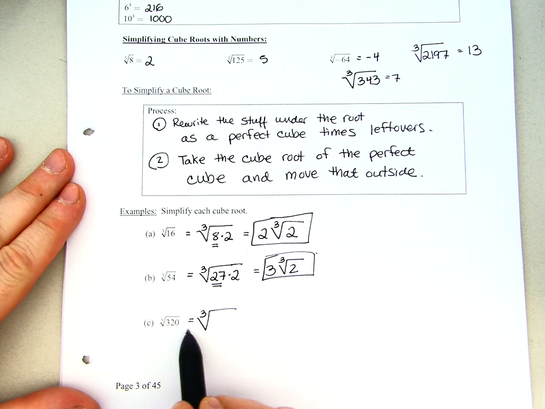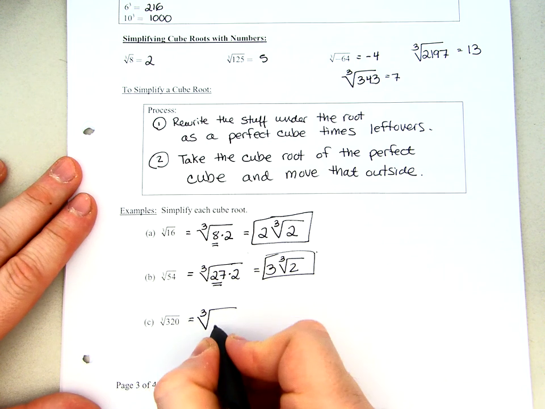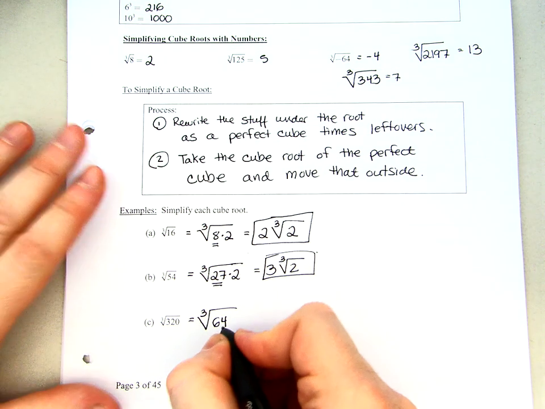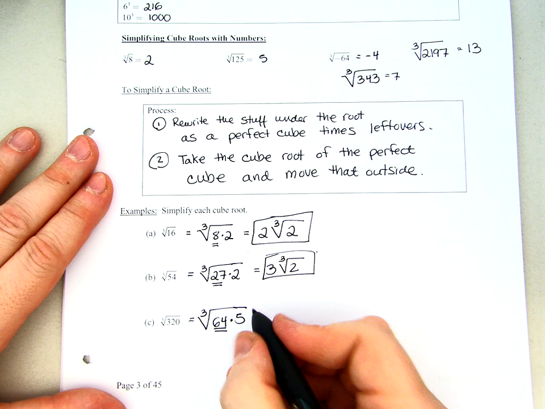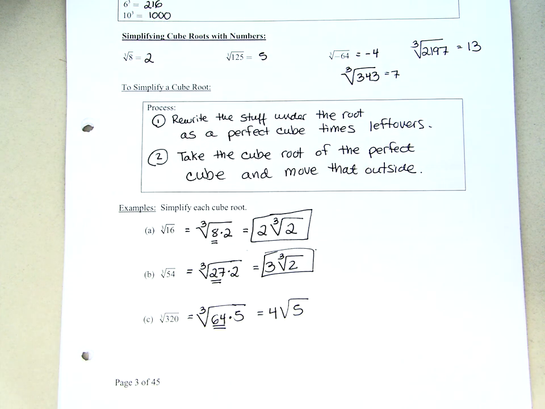Ethan, what did you find inside 320? 64 times 5. 64 will work. Did anyone use 8 instead of 64? Okay, well, I'll show you how that works in a moment. But if we do cube root of 64 times 5, cube root of 64 is 4. So I'm going to say 4 root 5.